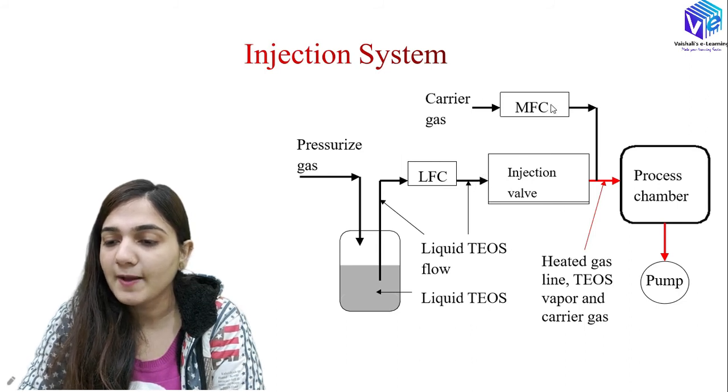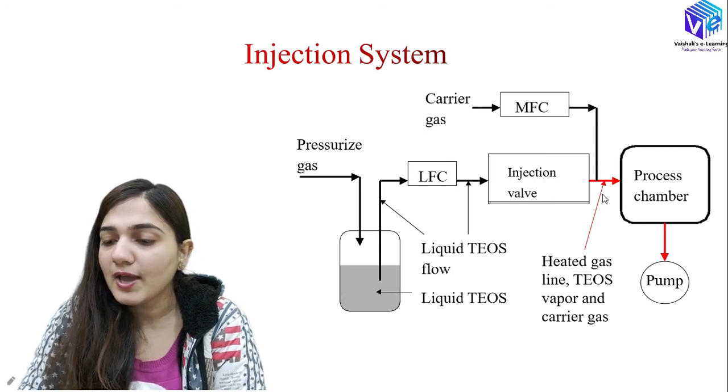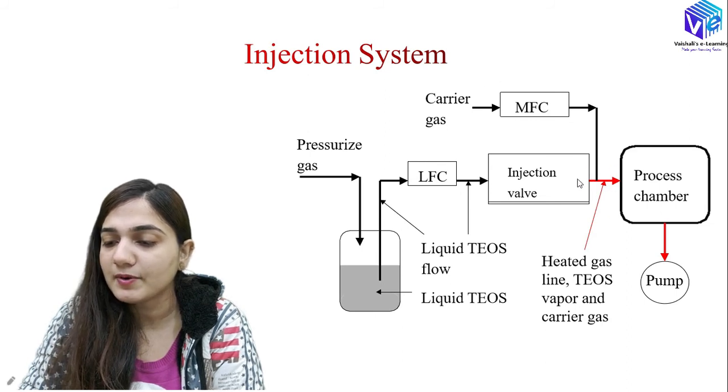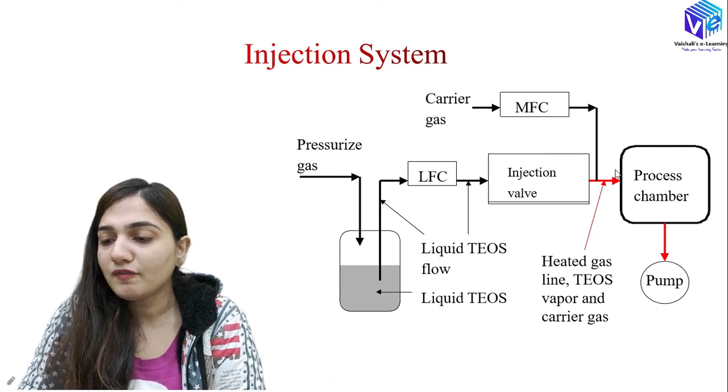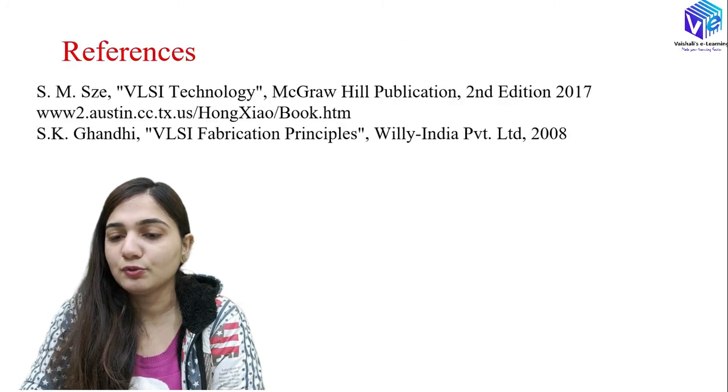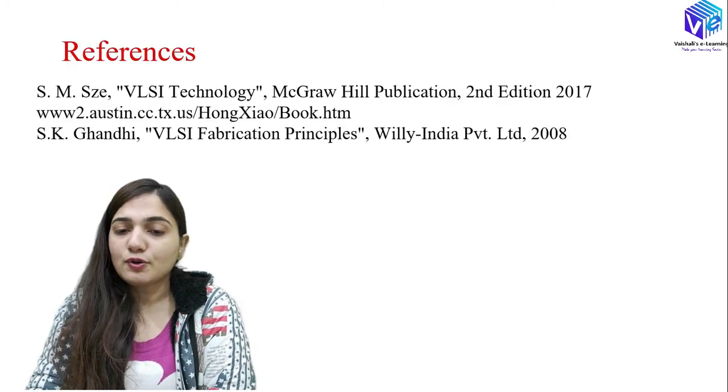Okay, so now from here I am going to send the carrier gas. The carrier gas is going to have this injection valve as well. So now the carrier gas is coming from here, from the injection valve, our liquid TEOS coming, and this is my heated gas line. Okay, so here in the heated gas line we can have the vapors of the carrier gas, okay, and we can have the vapors of the TEOS. Okay, carrier gas is already a gas, it is in the vaporized form. We can have the TEOS vapors also here, and both of them are going to the process chamber and then to the pump. So I hope you understood each and everything.